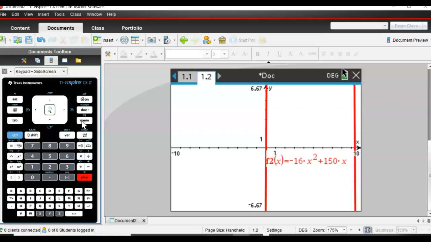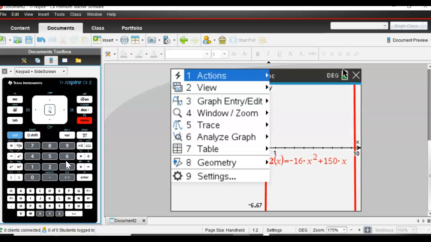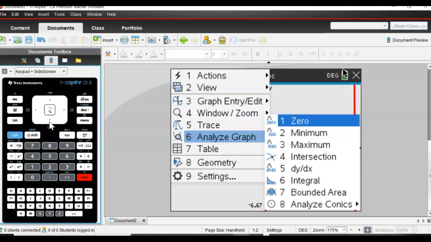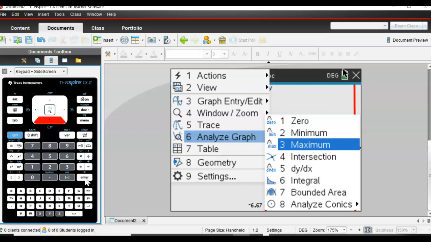feet. So again, if you're looking at this problem, you want to find that maximum height again. So what is his maximum height? Because we want to see if it'll be over 425 feet. So I'm going to hit Menu. I'm going to scroll down to option 6, which is Analyze Graph. And we're going to go down to option 3, which is Maximum.